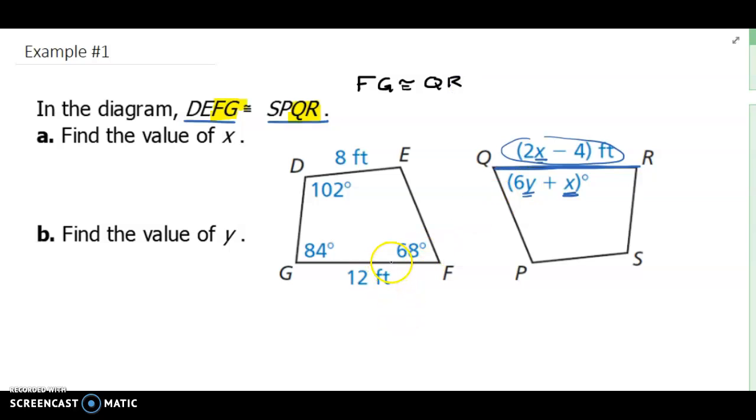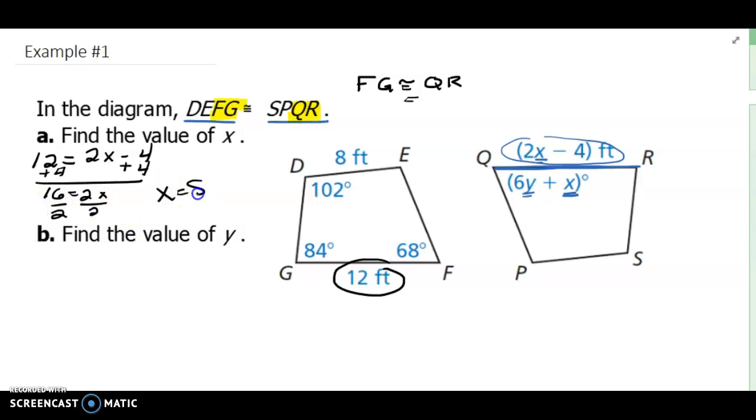Okay, well if I look down here, FG, guys, is 12. So I could say 12 is equal to, remember, if they're congruent, they're equal, QR, which is 2x minus 4. And from here, it's just simple algebra, so add 4 to both sides. I get 16 equals 2x, divide by 2. My x here is 8.